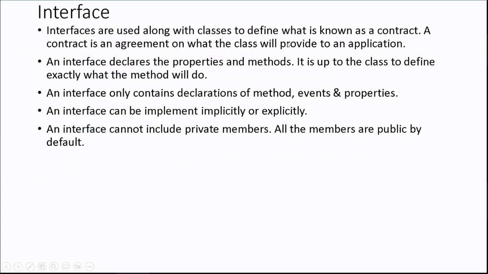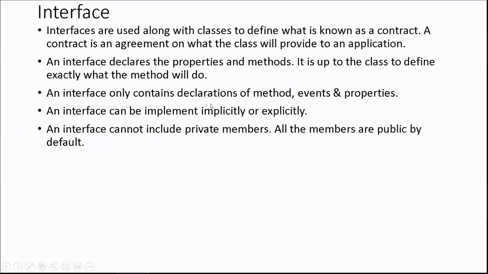Interfaces are used along with the classes to define what is known as a contract. A contract is basically an agreement between a class and an object. An interface declares the properties and methods. It is up to the class to define exactly what the method will do. You can define whatever you want, but once you define, it's public and it must implement.